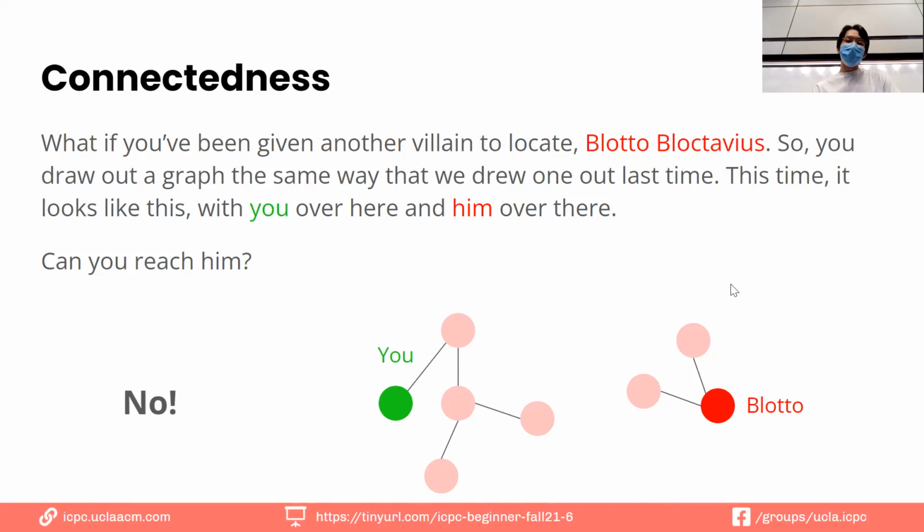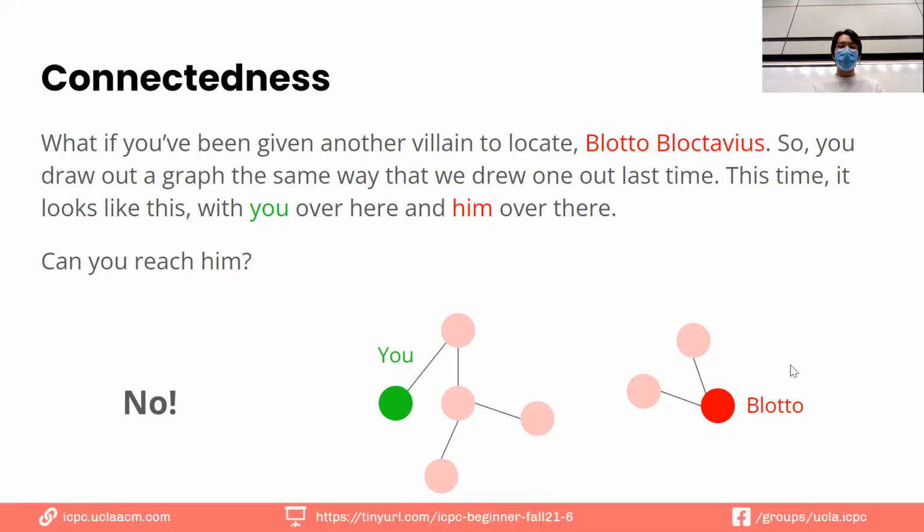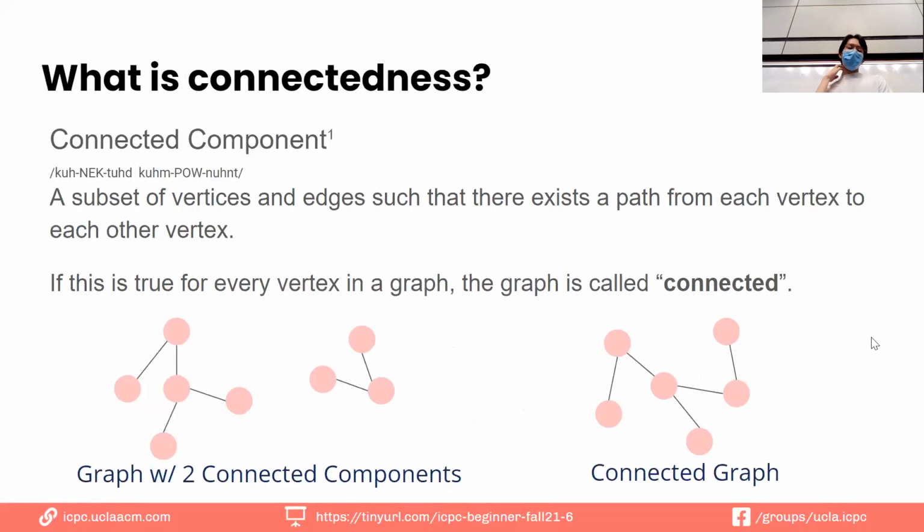So this means that it's not connected. You can intuitively see that it's not connected. But what does that mean rigorously, right? So we define a connected component as a subset of vertices and edges in a graph, such that there exists a path from each vertex to each other vertex. If this is true for every vertex in a graph, then the graph is called connected.